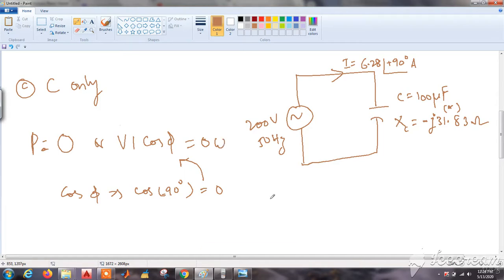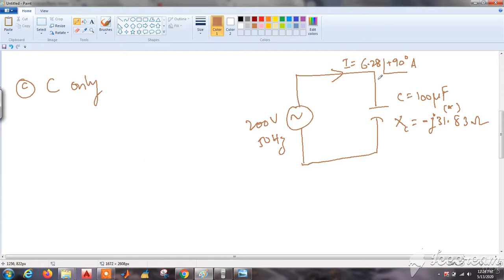Now let us draw the phasor diagram. In this case we know that the current leads the voltage by 90 degrees. So we can draw like this: I and V, this is 90 degrees. So the current is leading the voltage by 90 degrees in the case of capacitor only. You can also write their magnitude 6.28 amperes and 200 volts. This completes our power factor diagram of the C circuit.